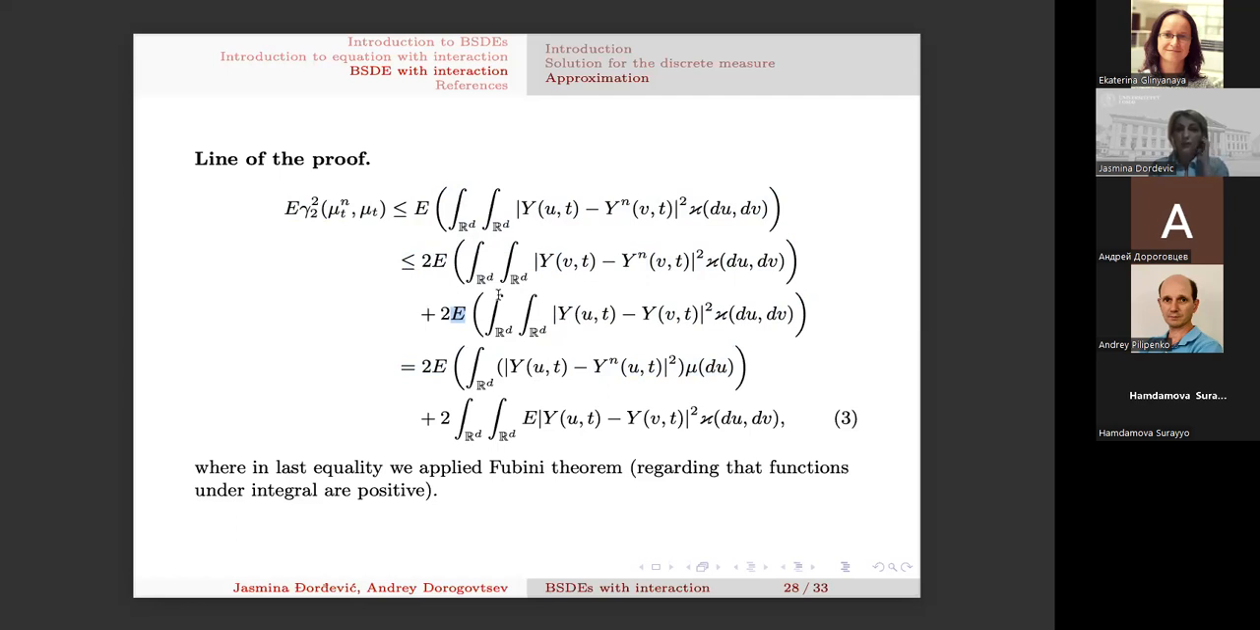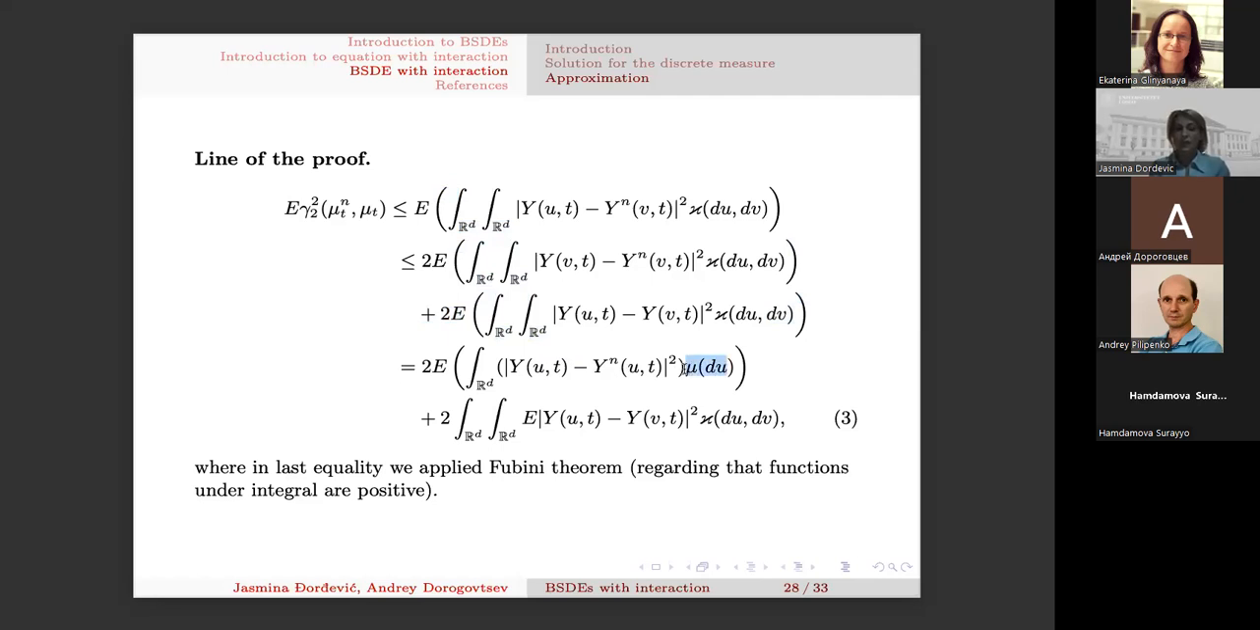I'm sorry, Jasmina, could you please recall what is kappa? What is measure kappa? It is the set of measures which have mu and nu as marginal projections. Mu and nu, okay, thank you.